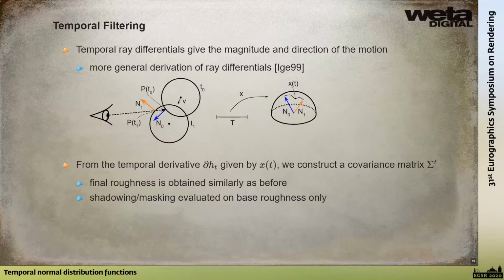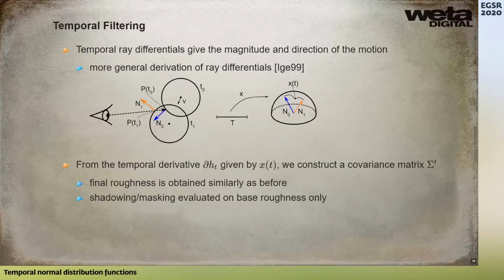Continuing on, the normal change under the elongated pixel footprint gives us the derivative that we were looking for. It encapsulates both the direction and the magnitude of the motion. This is exactly what we were searching for and allows us to have a kernel that follows the object's motion. The new covariance is simply the outer product of the derivative with itself, or alternatively, the new roughness and tangent frame can be extracted directly from it.